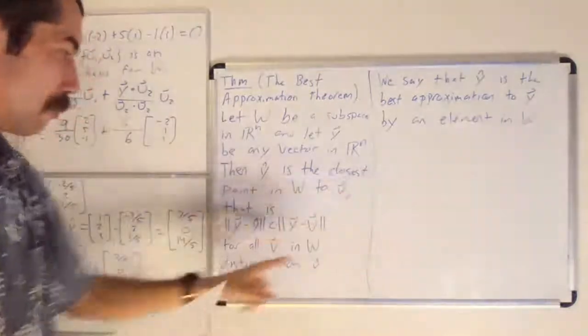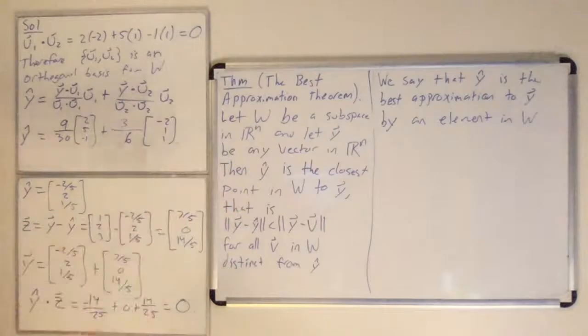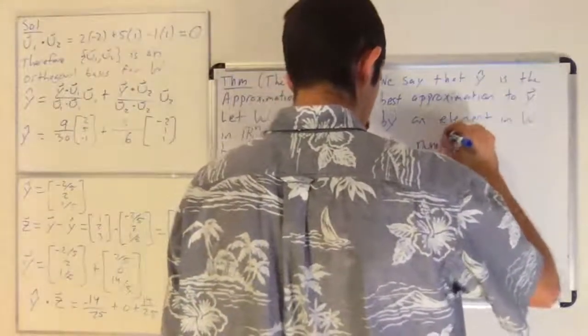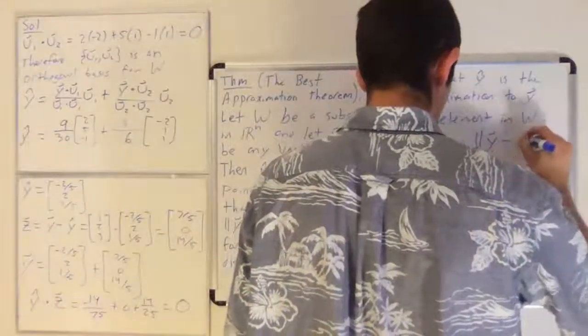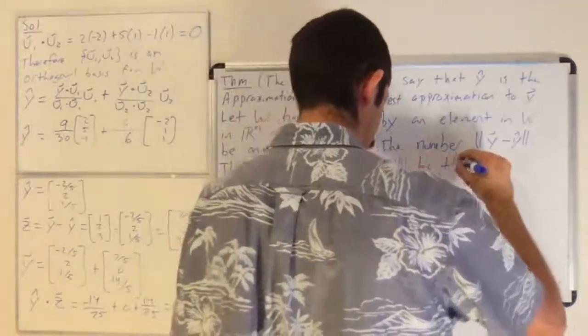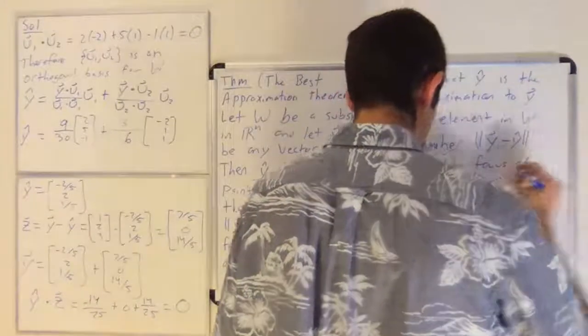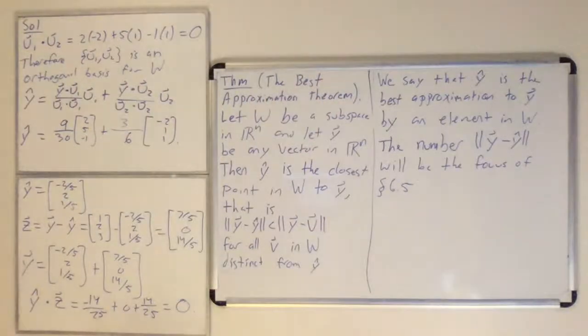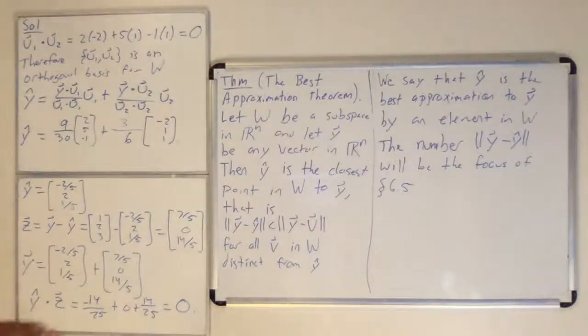So this closeness to W, the distance between y and y hat, how far away our vector is from W, that's going to be the main focus of section 6.5, which we'll start tomorrow. We're skipping 6.4, unfortunately. We're going to be interested in how far away a vector is from a subspace. That's the type of question we're going to try to answer.